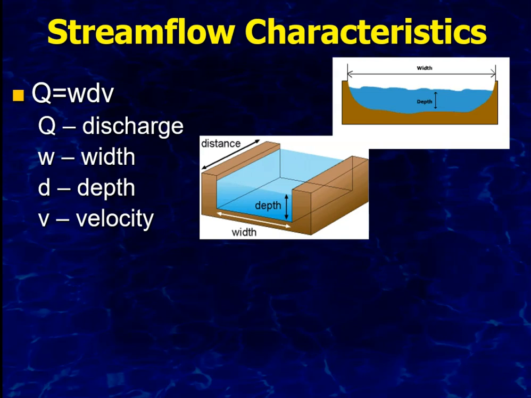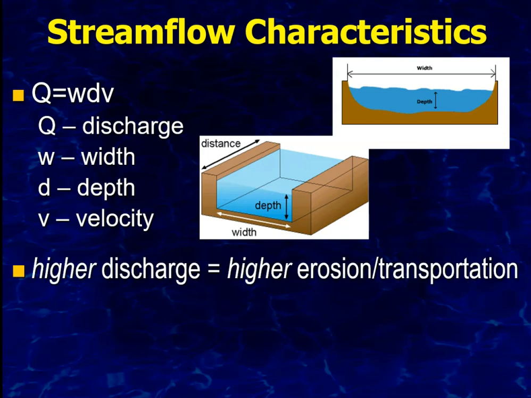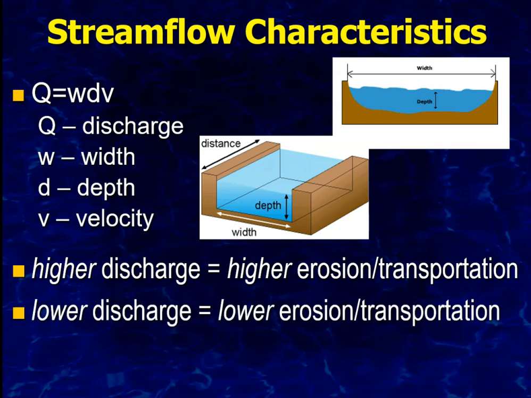But for the simplistic purposes here, we're just going to talk about that all three of these, if any of them change. So we'll see some streams that are really wide, but they're not that deep and they're not that fast. So even though they're wide, the low depth and the low velocity means that they're not really having a high discharge. Then we'll have some that aren't really that wide, but have a really high velocity, and so they'll be able to transport materials better. So the higher the discharge, the more erosion and transportation takes place. The lower the discharge, the lower the erosion and the lower the transportation that takes place.